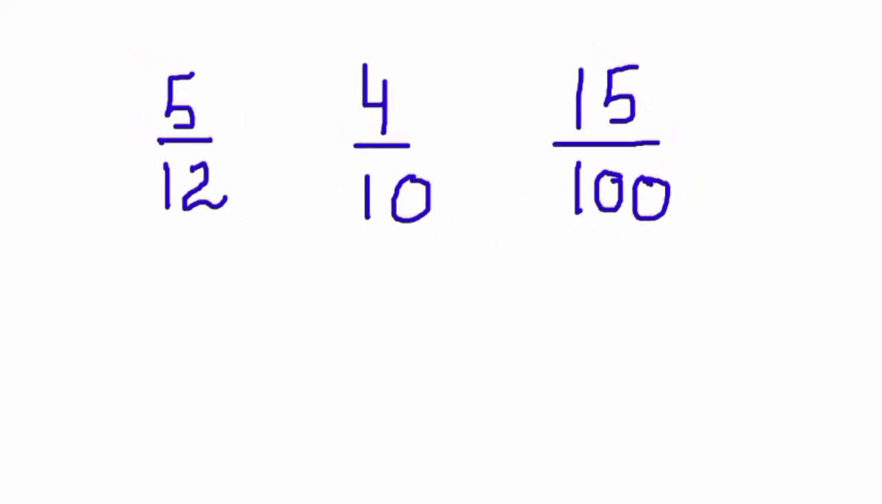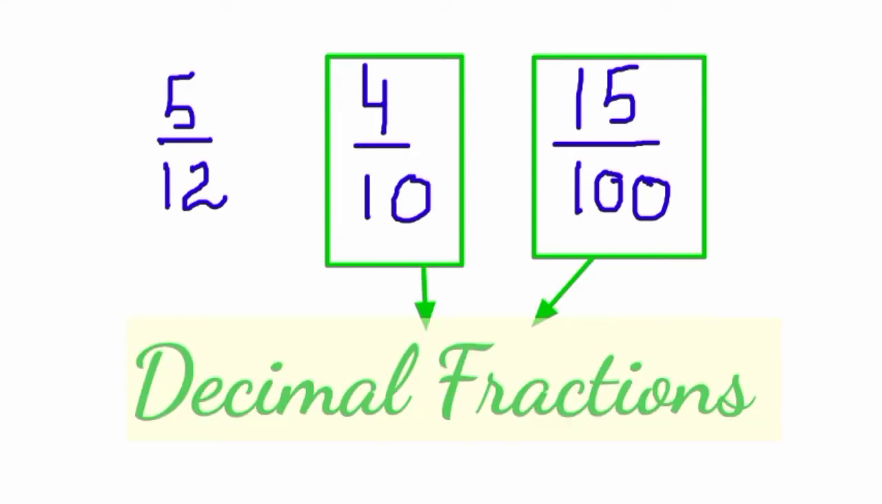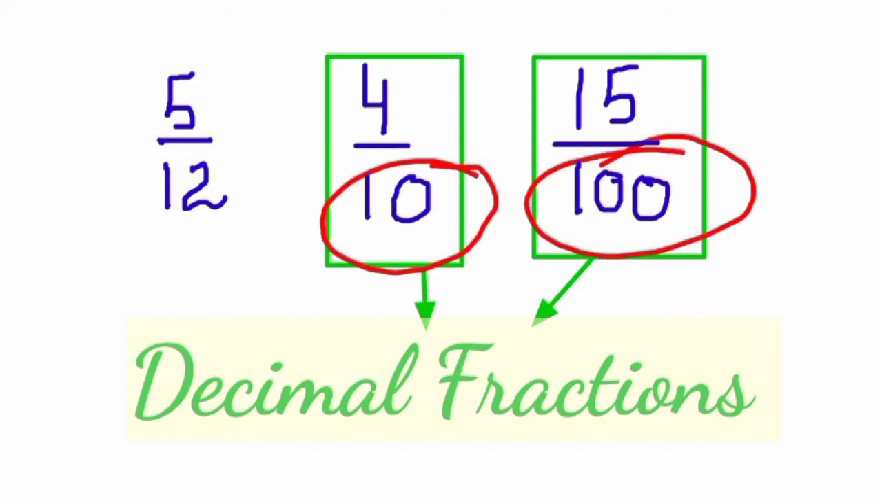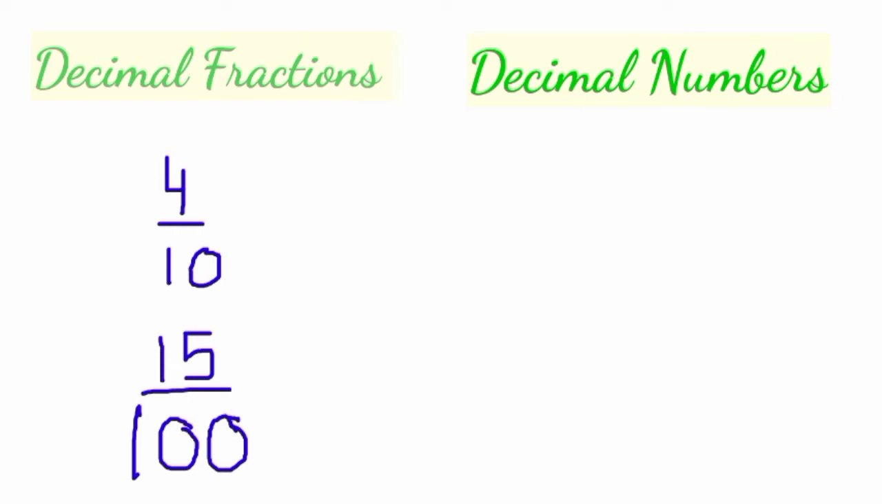Here, in all these fractions, if you observe, these two have a denominator which is a power of 10, and we call all those fractions having a power of 10 as denominator decimal fractions. In the previous chapter on fractions, you have studied that if the denominator is a power of 10, that means 10, 100, 1000, 10,000, lakh, 10 lakh, we call them decimal fractions. We can write these decimal fractions in the form of decimal numbers very easily.